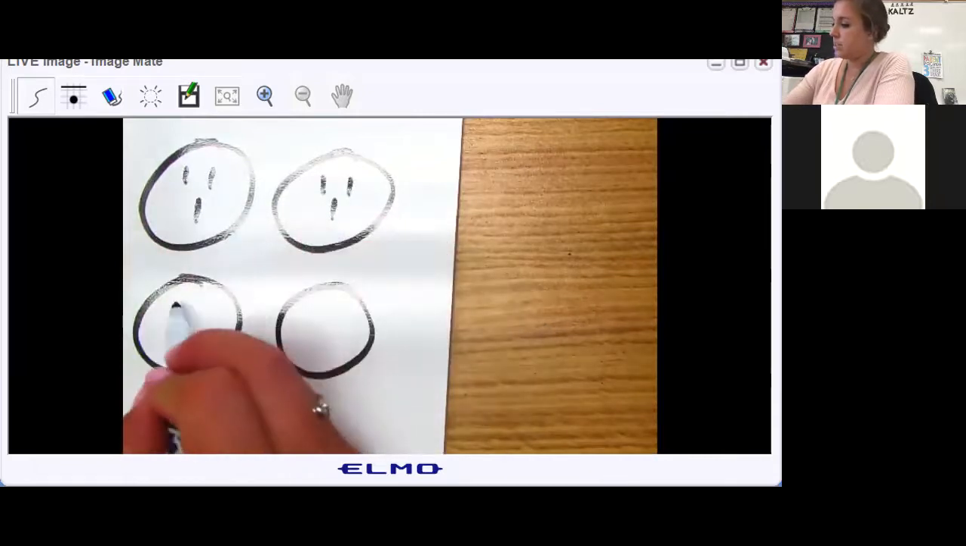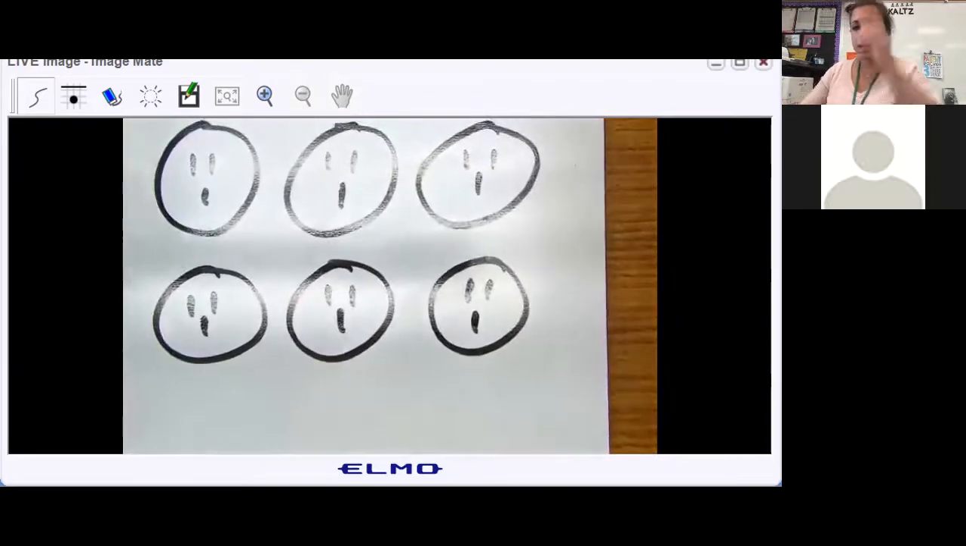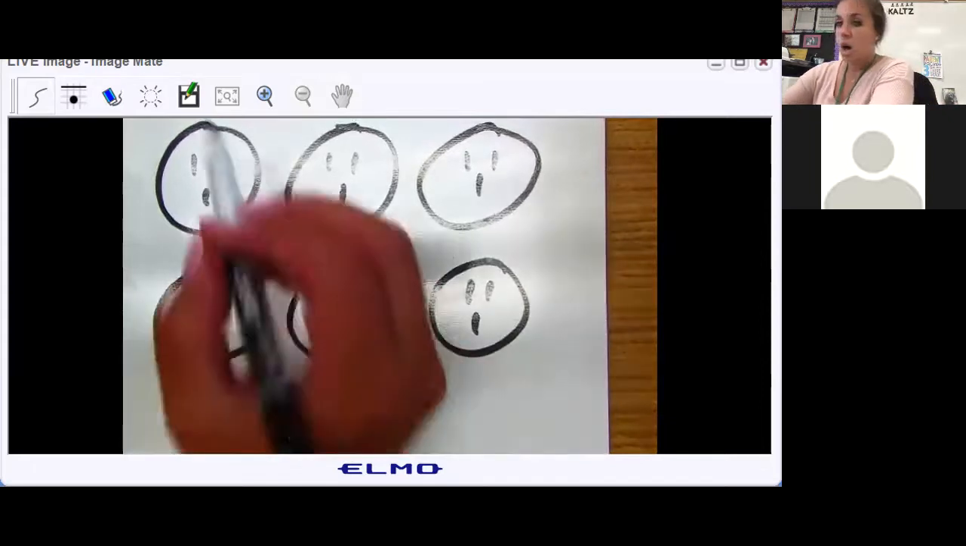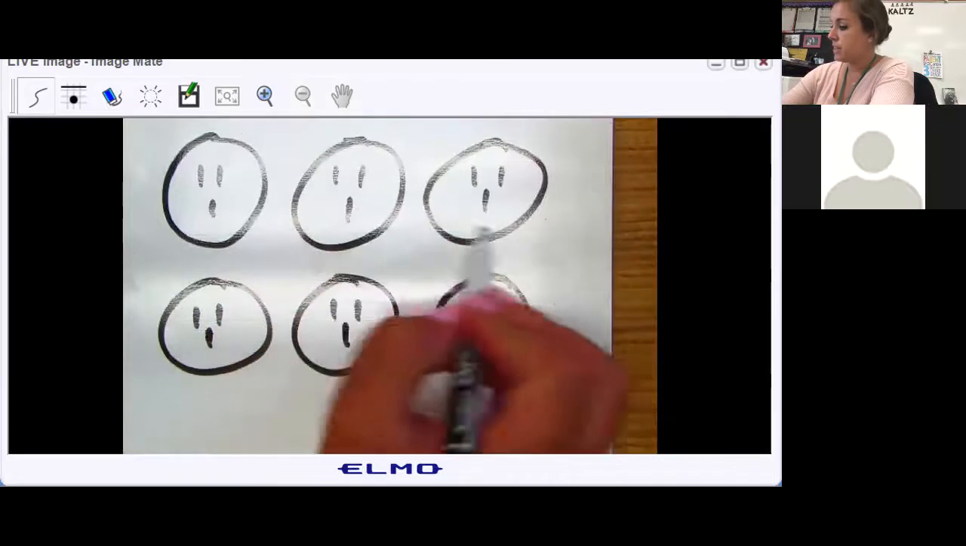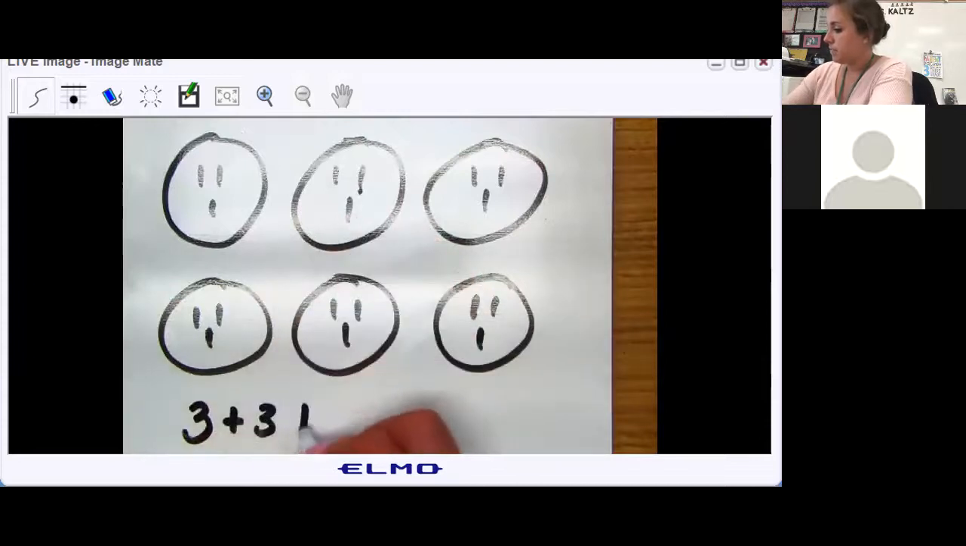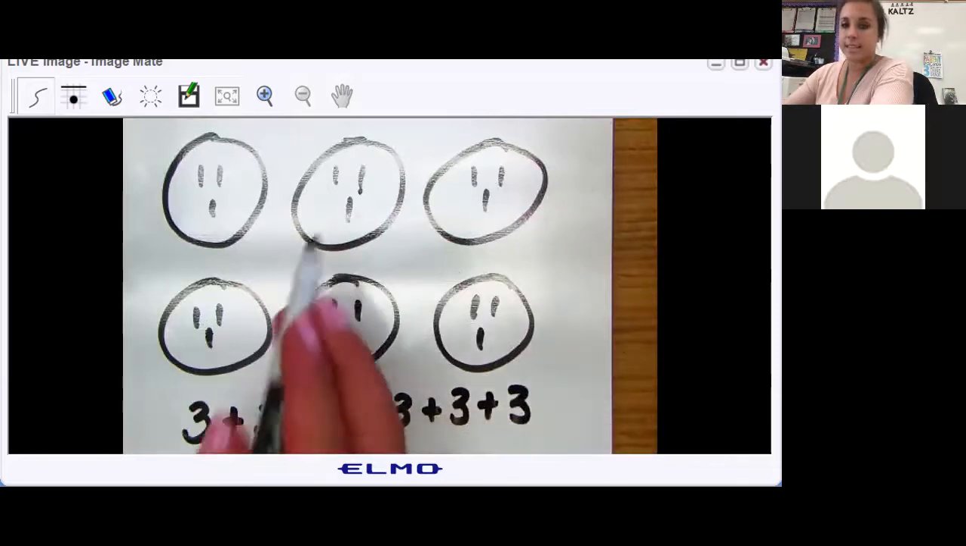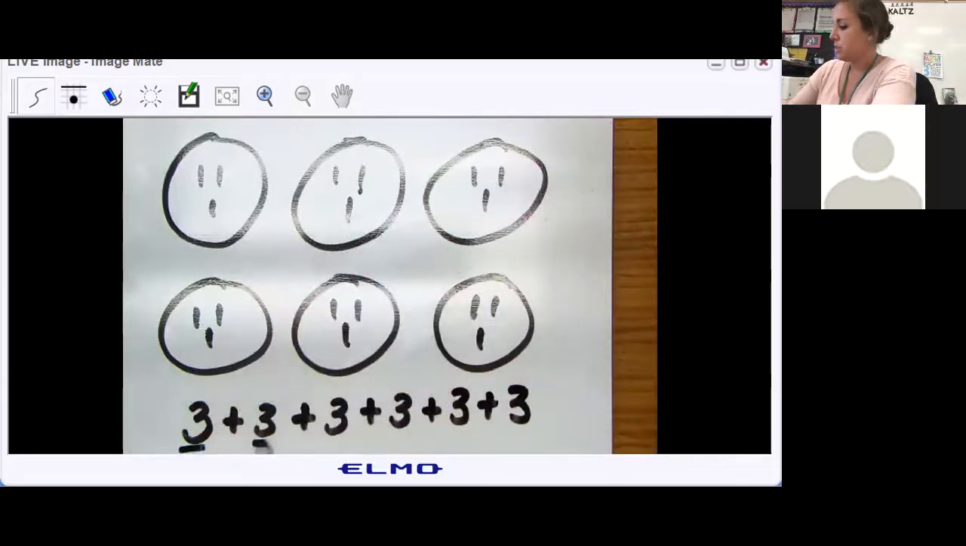I drew 6 circles, 6 groups, and sorry about that, and then I'm putting 3 in each group. So let's write this as a repeated addition first. All of these circles are 3s. So I'm going to put a 3 for each circle. There's 3 plus 3 plus 3 plus 3 plus 3 and plus 3. Let me make sure there are 6 to match my 6 groups. 1, 2, 3, 4, 5, 6.